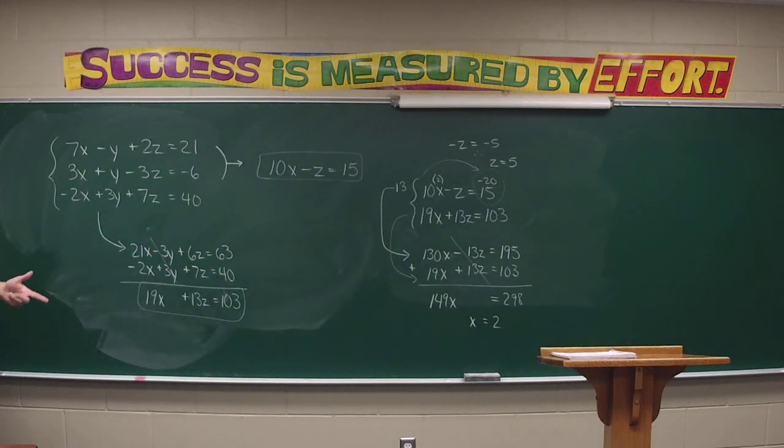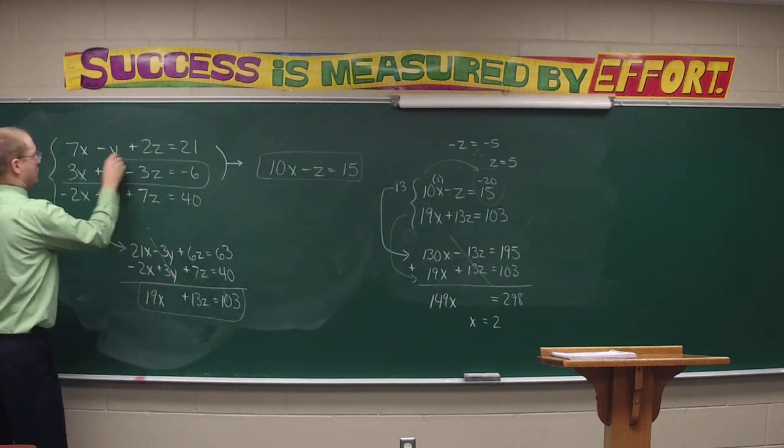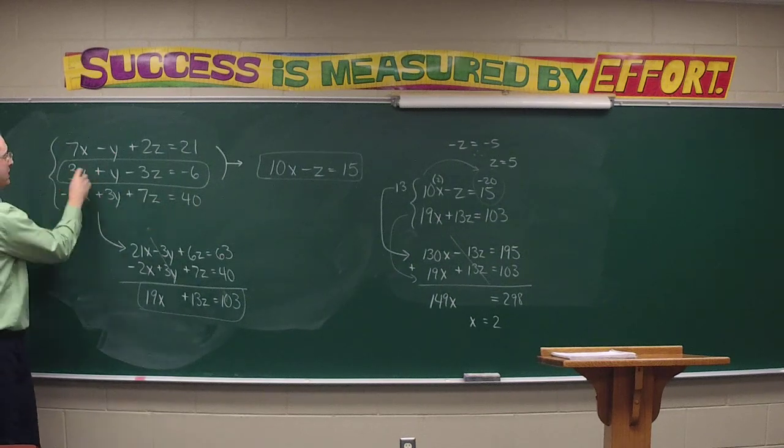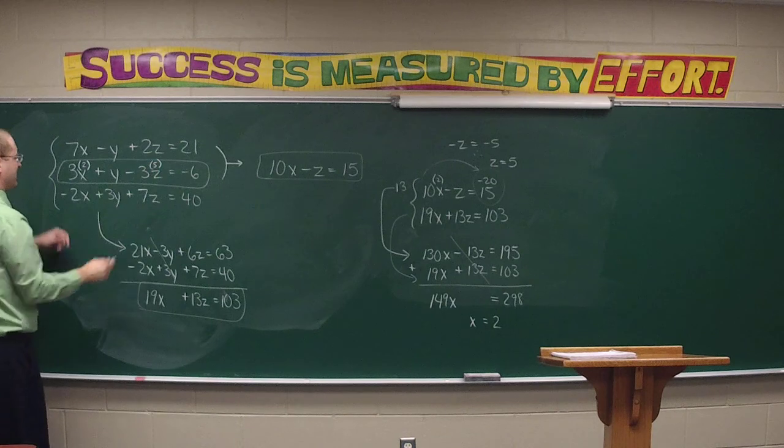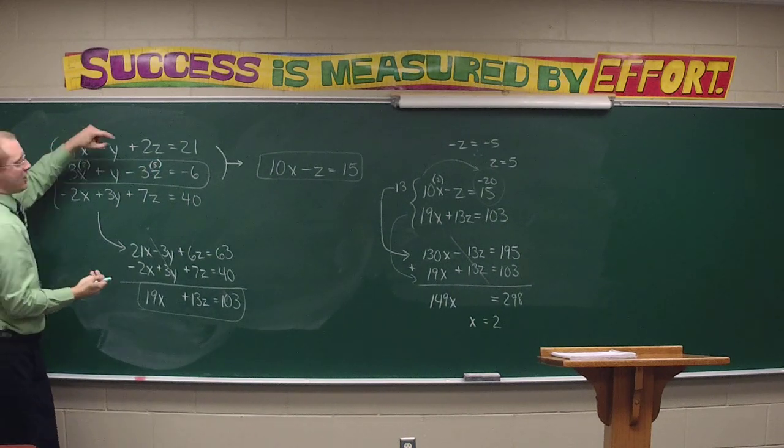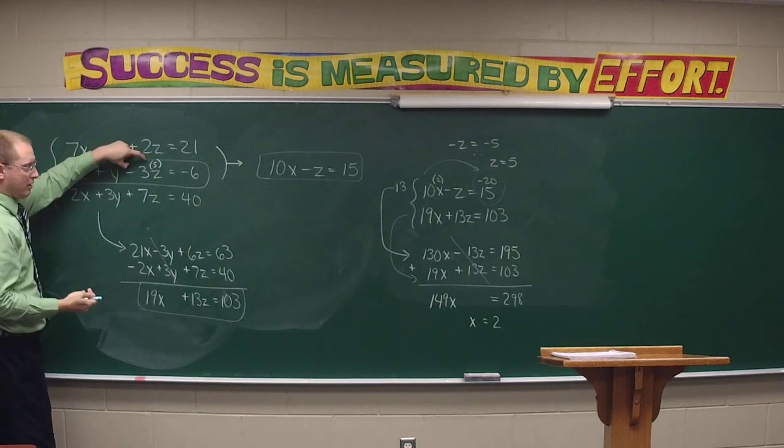Where do I get my final answer, Brandon? Go back to one of the original equations. He picked the middle. I think that's a great choice. And we're going to plug in the X, which we said was 2. We're going to plug in the Z, which we said is 5. And let's see, 3 times 2, class? And negative 3 times 5, negative 15.